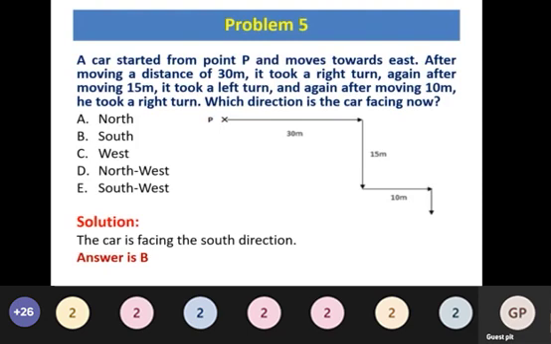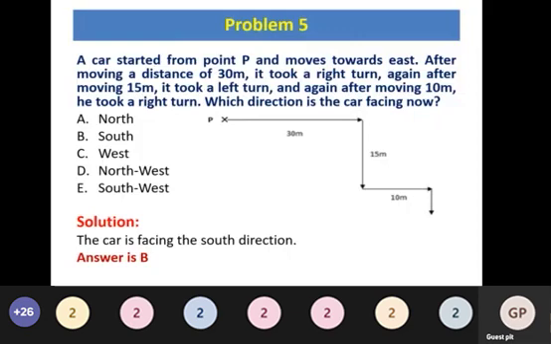So I'll read it once again. A car started from a point P and moves towards east. After moving a distance of 30 meters, it took a right turn. Again, after moving 15 meters, it took a left turn. And again, after moving 10 meters, it took a right turn. Which direction is the car facing now?